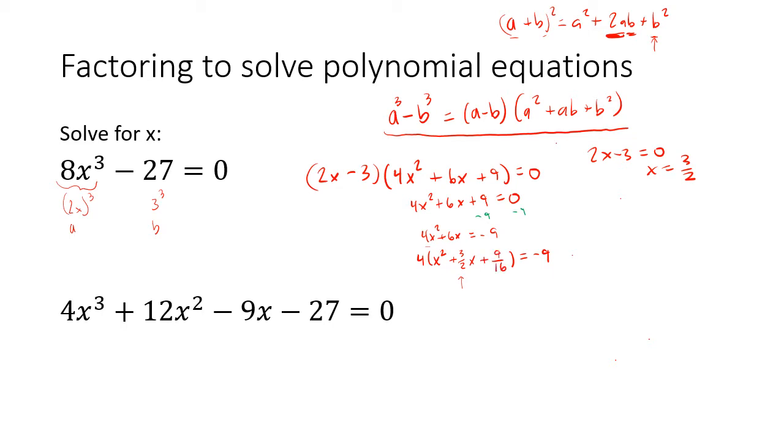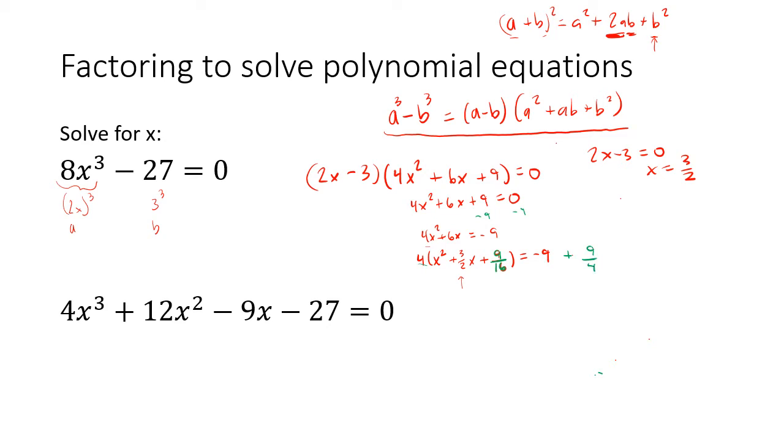Now, this is a very tricky step here. If students make mistakes, this is kind of where it happens. We just added a value of 9/16 within these parentheses, but that's not the value we added to the left side of the equation. We added 4 times that to the left side of the equation because of that 4 outside the parentheses. So what we really did was add 9/4, because 4 times 9/16 is 9/4, to the left side. So that means we have to add 9/4 to the right side as well.